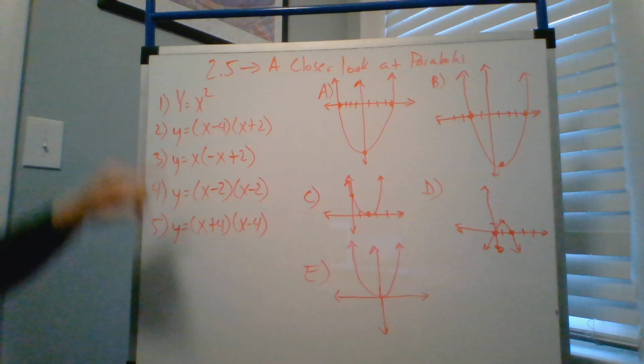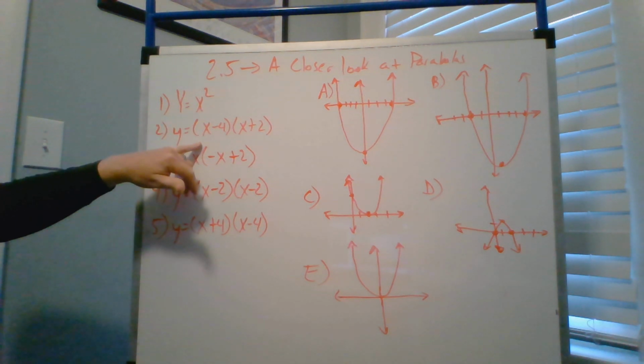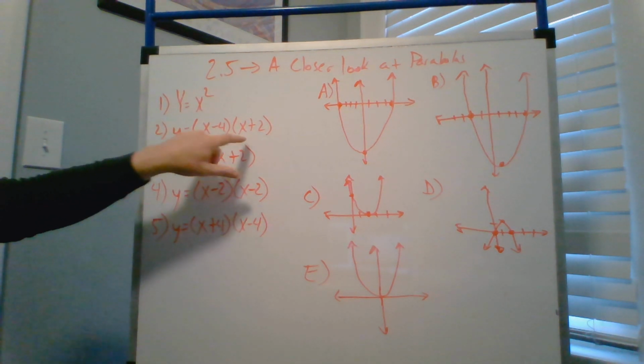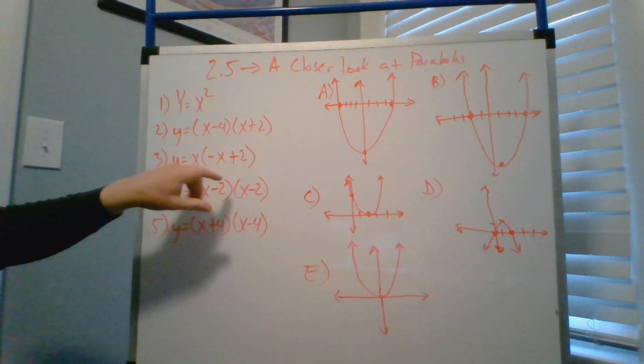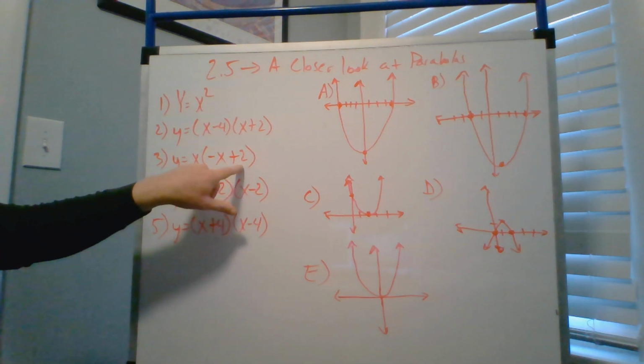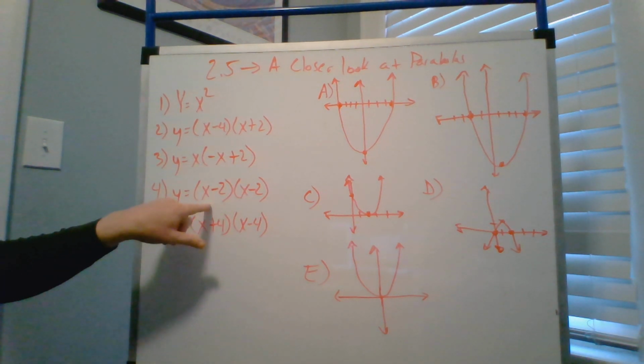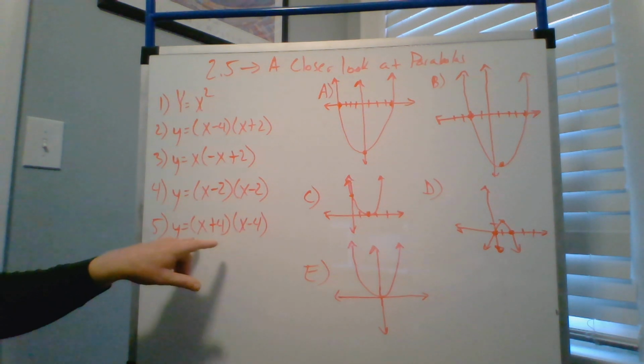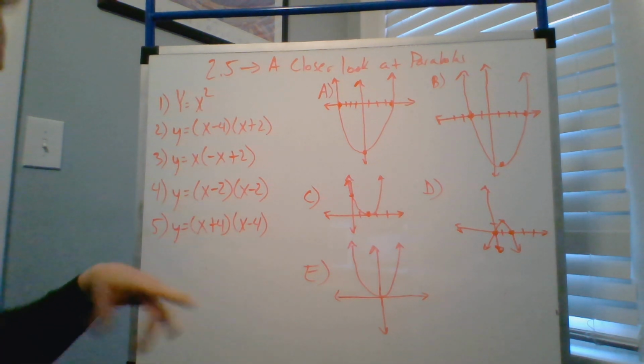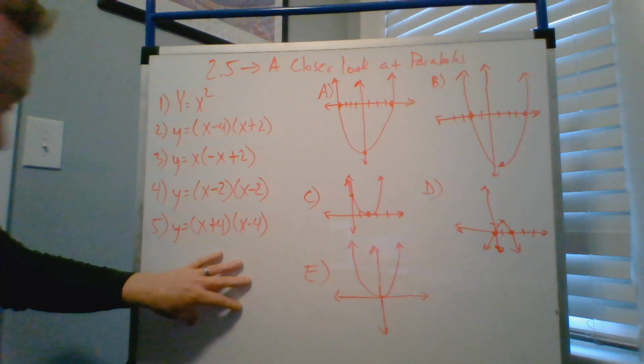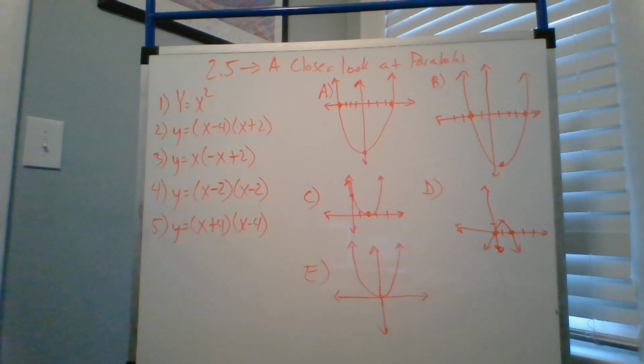So first things first, I got y equals x squared. I got y equals (x minus 4) times (x plus 2). I got y equals x times the quantity negative x plus 2. I got y equals (x minus 2) times (x minus 2). And I got y equals (x plus 4) and (x minus 4). So down here, I'm going to do a little bit of work so I can show you how to think through this appropriately.